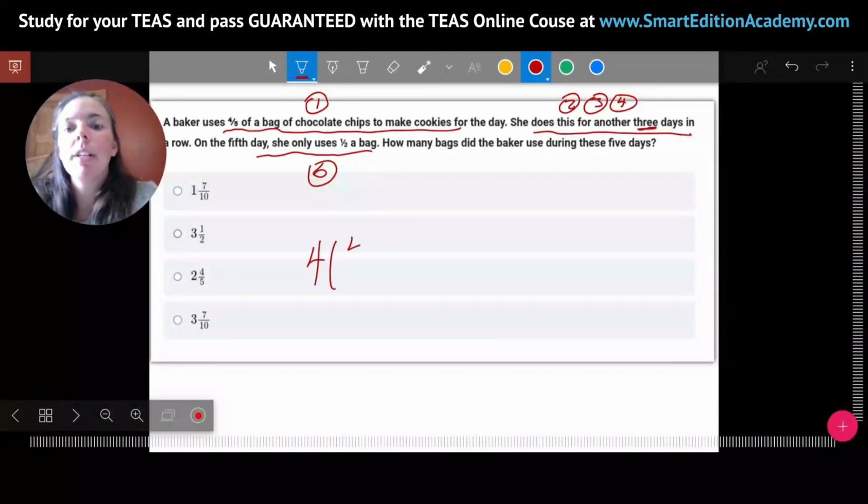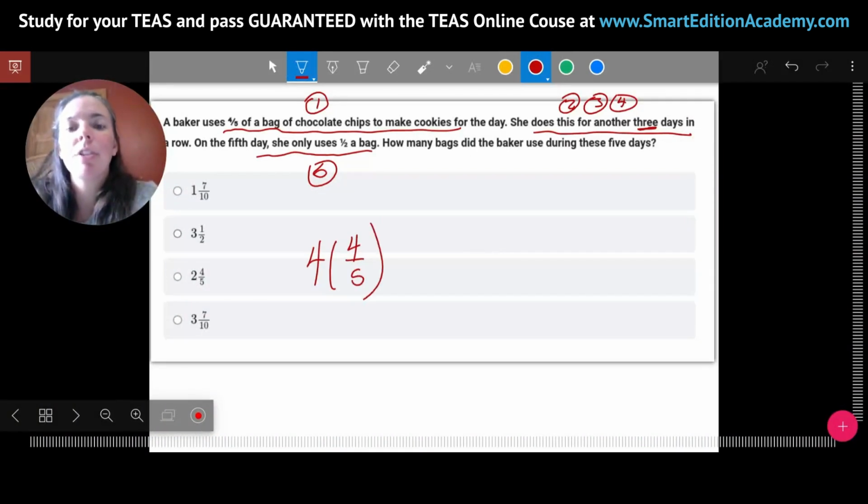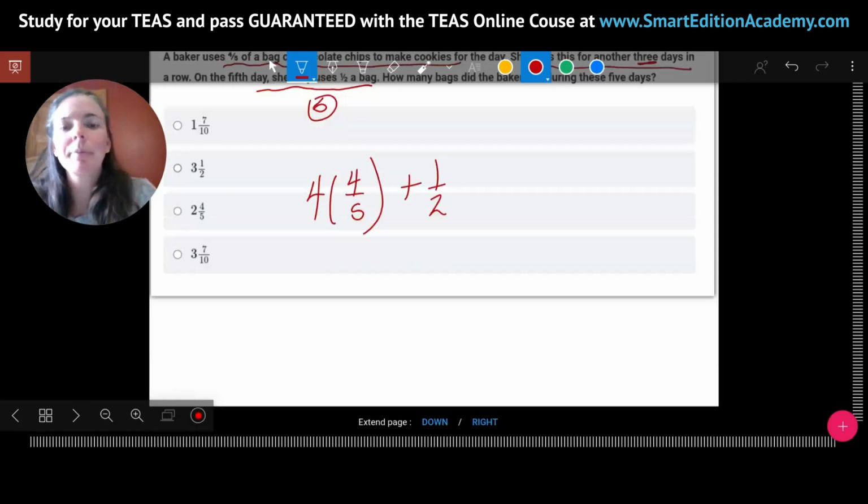So I'm going to do 4 times 4/5. That's how much she used in those first 4 days. And then I'm going to add the 1/2 that she used on the 5th day. Okay, so now my goal is just to simplify to solve. So we'll talk about this in a moment, but when we multiply fractions, we just multiply across the top and across the bottom. 4 is the same thing as 4 over 1. So this would be 4 times 4 is 16. 1 times 5 is 5 plus 1/2.